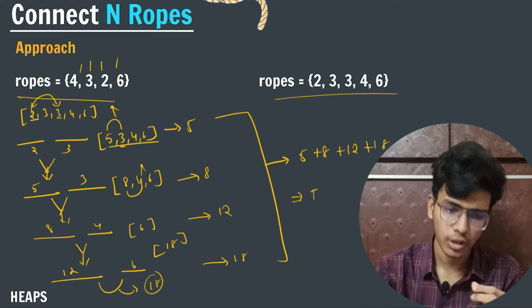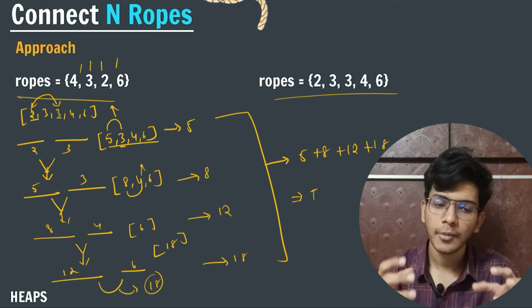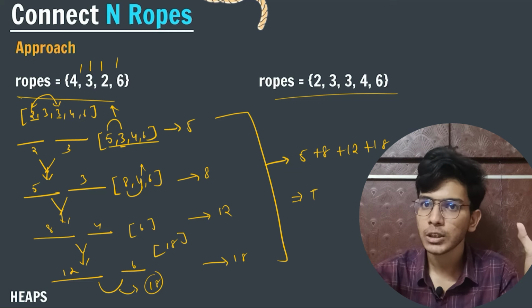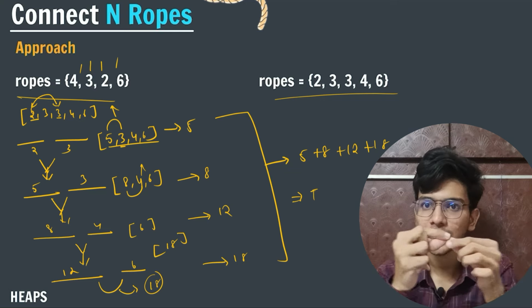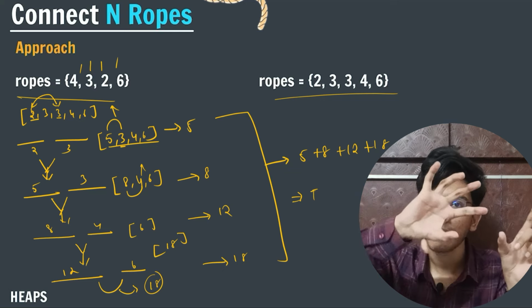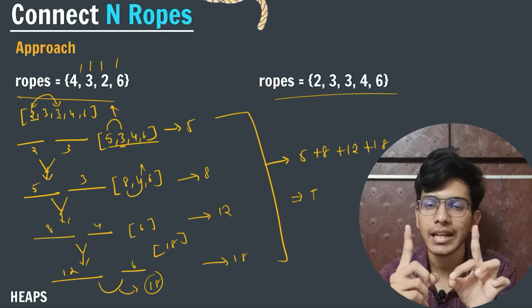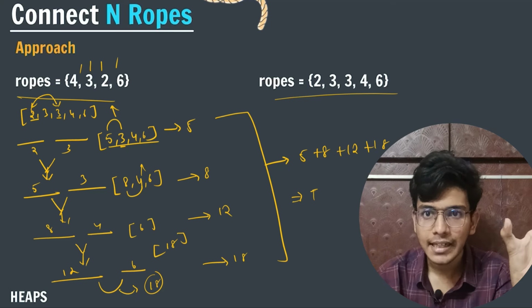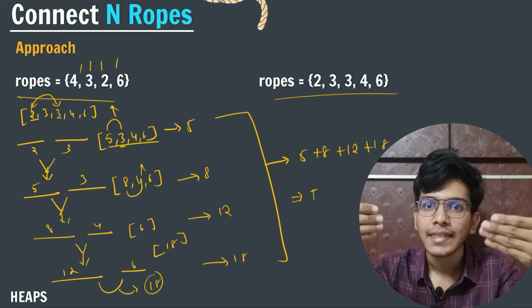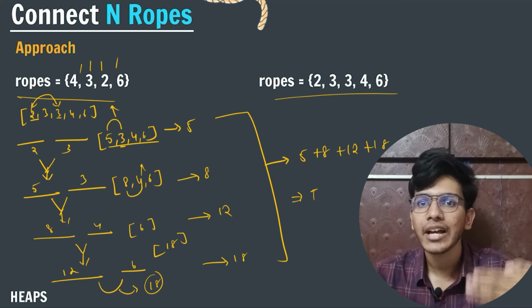I hope you have understood the overall approach. I am taking the 2 ropes which are least, combining them, and this becomes a single rope. Instead of having 2 different elements, I am replacing them with one element. Then I take that one element and the next least element. Like this I am calculating the least cost at each and every level.